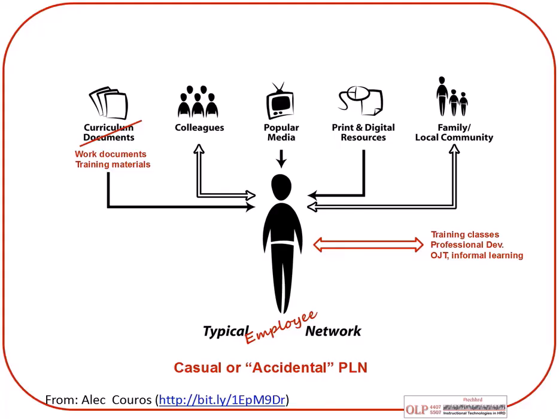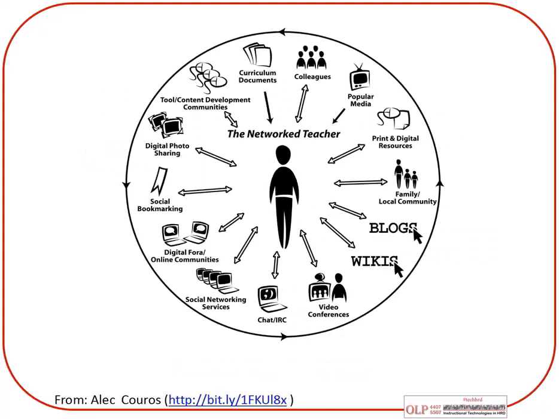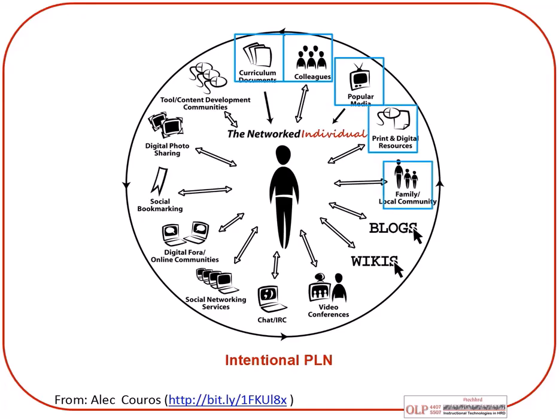Now on the next page, I want to talk through a model that's a much more deliberate or intentional PLN. So you can see, first of all, this is a much busier model. There are many more components to this model, although the first components are the same. Although it says here this is the networked teacher, we're going to refer to this as the networked individual. And as I said, this is more of an intentional PLN, one that we create and construct. So the first few things in the model are exactly the same as the previous page. There are curriculum documents, there are colleagues, there's popular media, print and digital resources, family and local community.